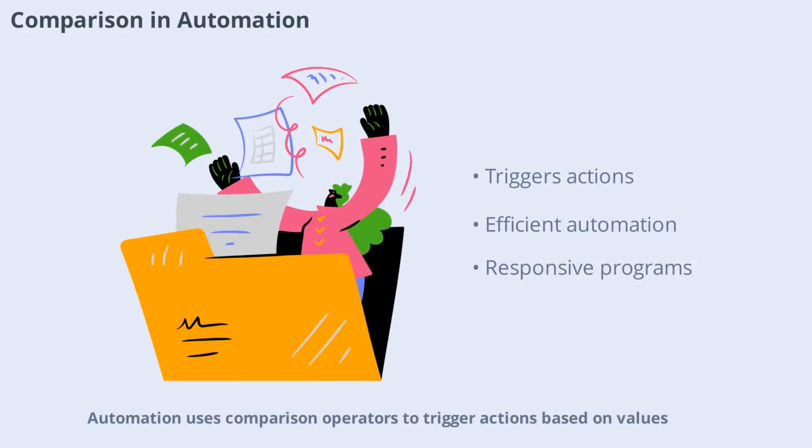Automation uses comparison operators to trigger actions based on values. For example, you might automate a task if a condition is met or stop it if not. This makes your programs more efficient and responsive.